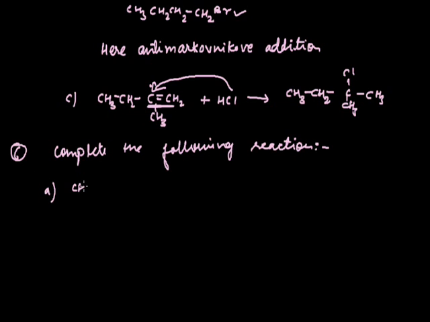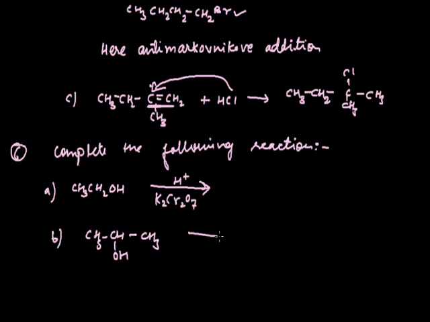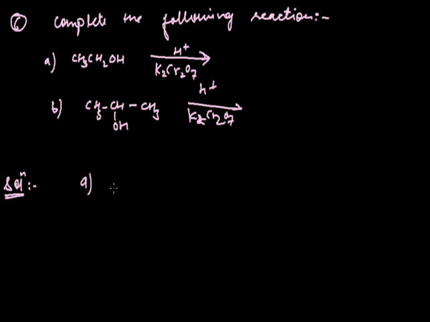Next question, on oxidation and reduction: complete the following reaction. First reaction is CH3CH2OH in the presence of acidic K2Cr2O7. Next equation, CH3CHOHCH3, the reagent is the same, H+ and K2Cr2O7. In reaction A, K2Cr2O7 is used, which is a very good oxidizing agent. So alcohol is converted first into aldehyde, then into acid.